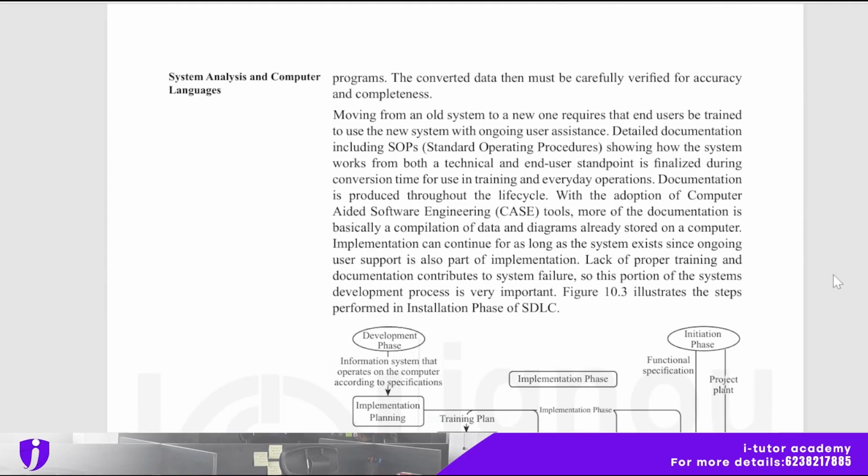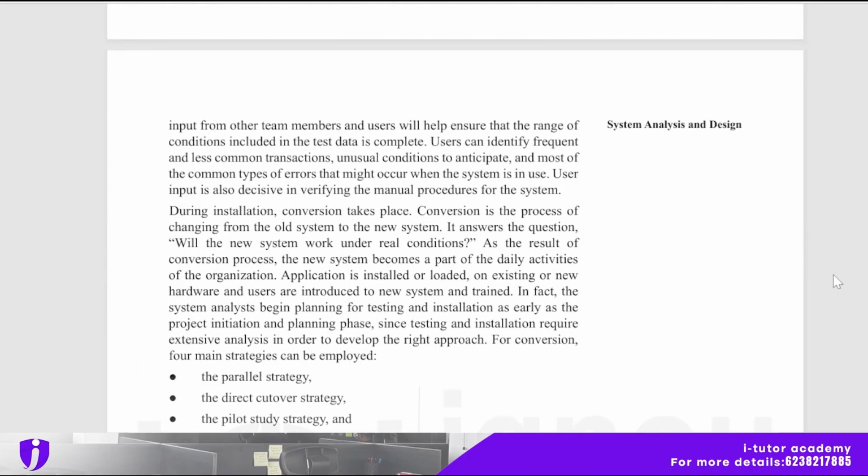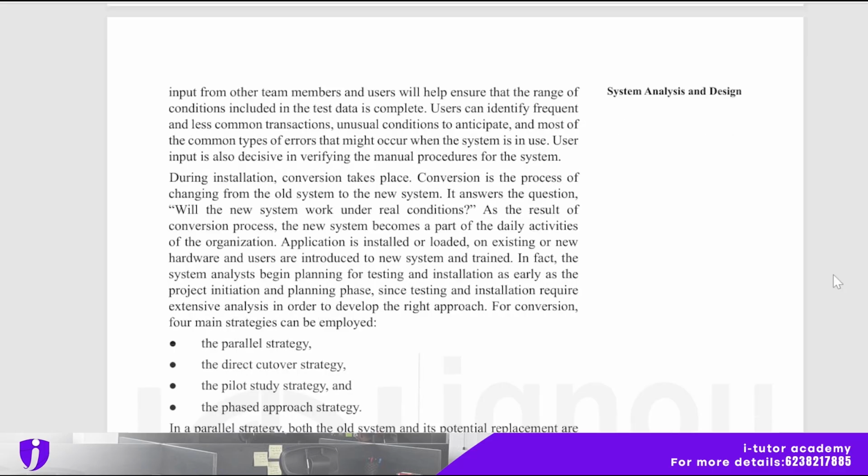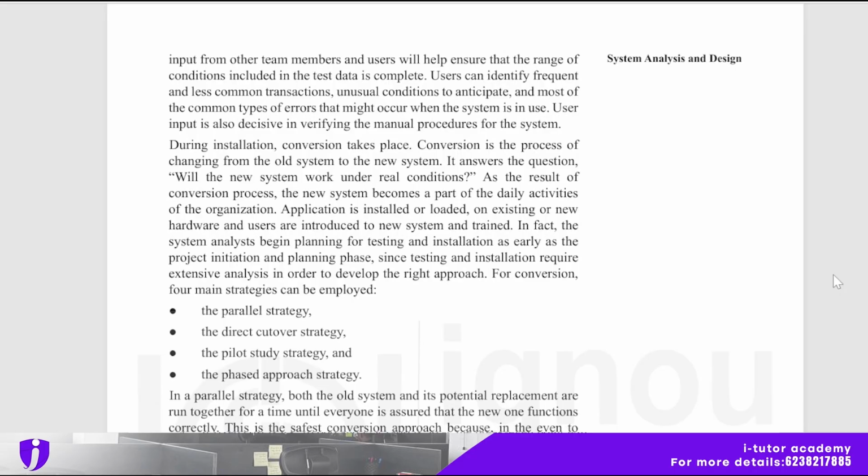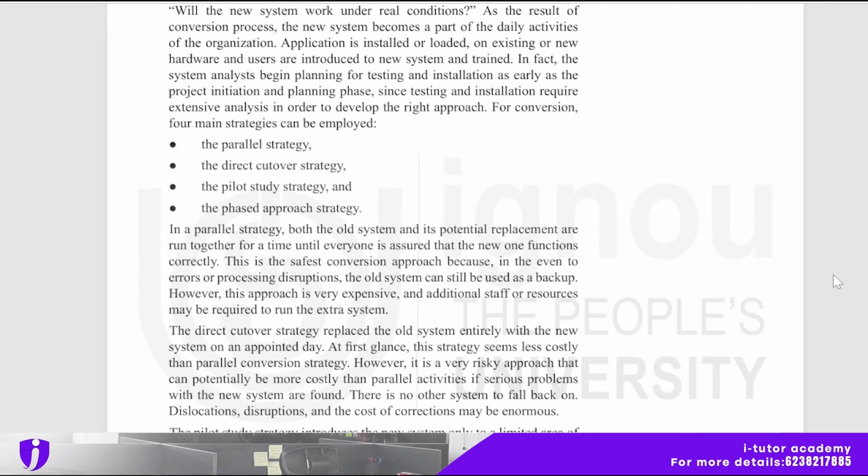Please go through this, please read this also. Okay. So for conversion, the four main strategies can be the parallel strategy, direct cutover strategy, pilot study strategy, and the phased approach strategy. Okay.